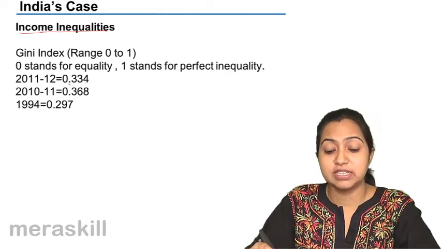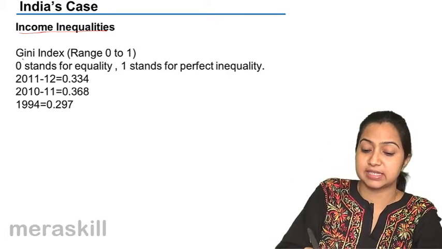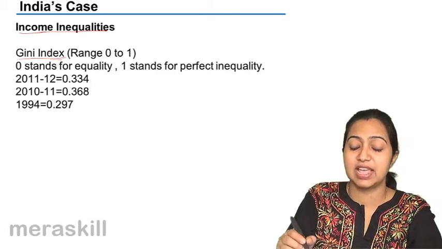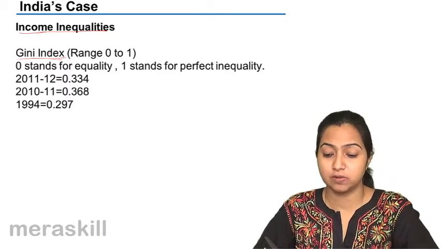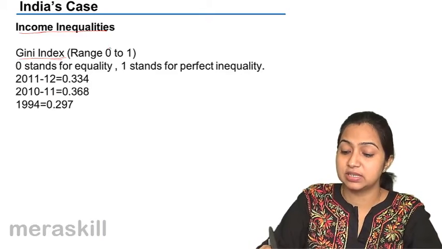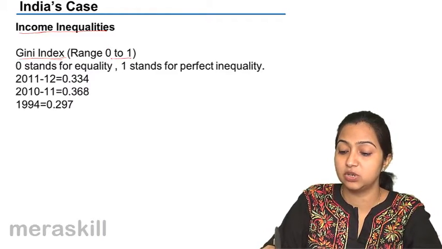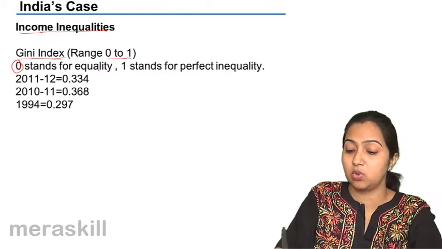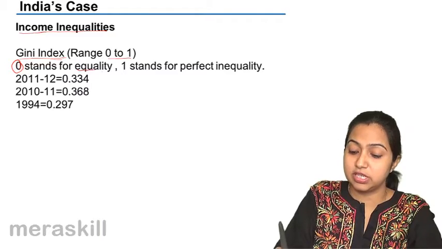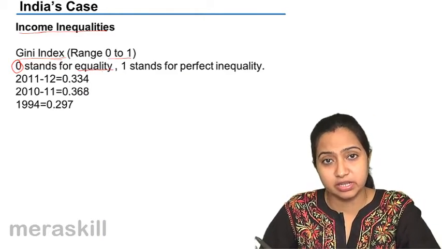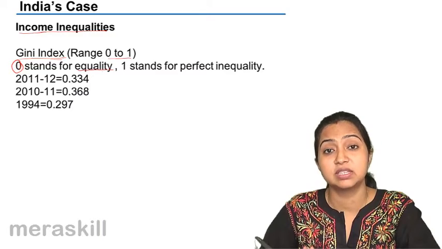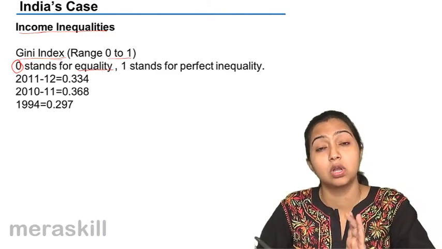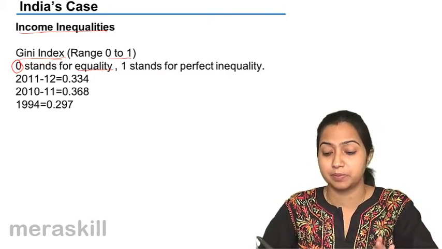Income inequality is measured by the Gini index. Gini index is a coefficient which helps in measuring the inequality of income. The Gini coefficient falls between 0 and 1. 0 stands for equality. If in a country the Gini coefficient is 0, it means that every person in that country earns the same amount of money. There is equality in the distribution of income.